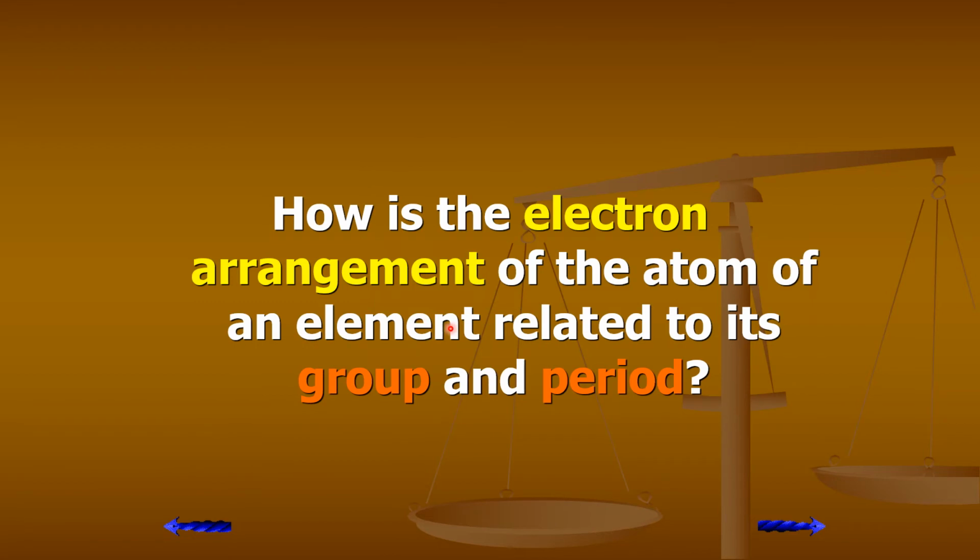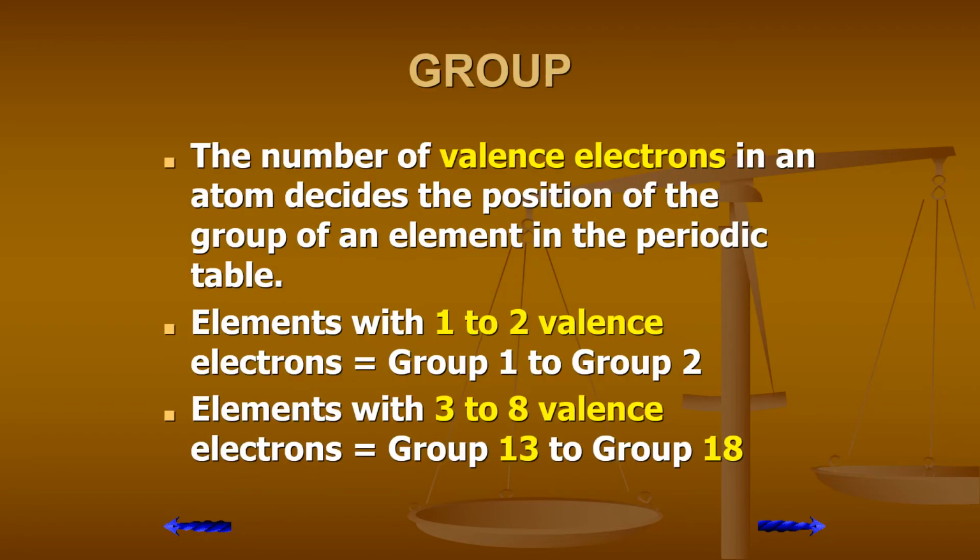So how is the electron arrangement of the atoms of an element related to its group and period? Okay, the number of valence electrons. What is a valence electron? Electrons at the outermost shell of an atom, so we call them valence electrons. It will decide the position of the group of an element in the periodic table. So if we have 1 valence electron, it is group 1. If the atom has 2 valence electrons, it is in group 2. But when the atom has 3 valence electrons, it is group 13, not group 3.